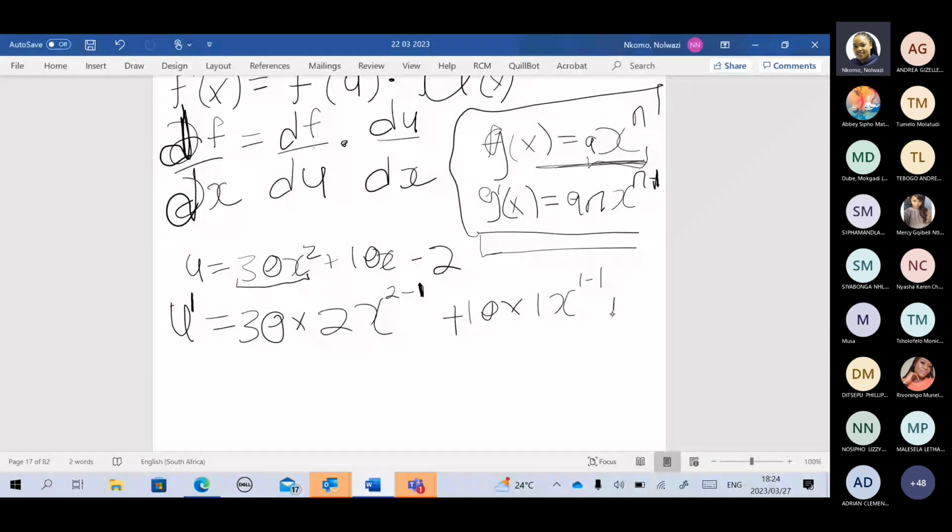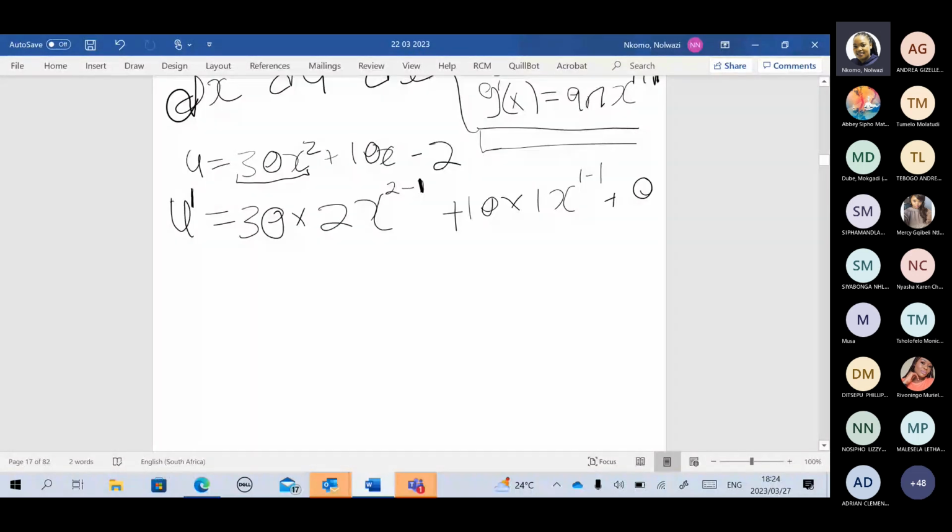Okay, if you simplify this, you have 30 times 2, this gives us 60, right? And then we have X to the power 2 minus 1 is just 1. Then we have plus 10, which is 10 times 1, and x to the power 0. We know that anything raised to the power 0 is 1, right? So this means we'll have 10 times 1, which is 10. This means our U prime is equal to 60x plus 10, right? This is our U prime.